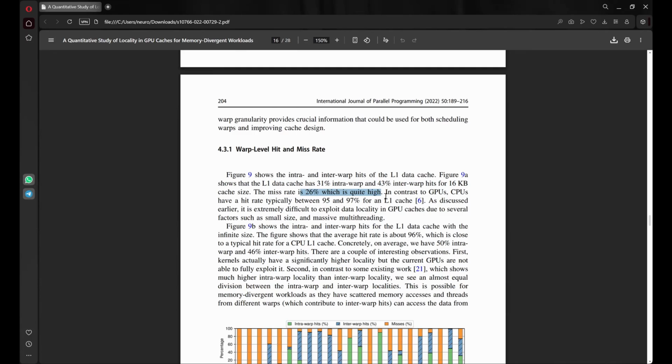So this goes to show that it's extremely difficult to exploit data locality in GPU caches due to the small size of the cache and the massive amount of threads running in parallel, that each, especially in a memory divergent workload, need data located in vastly different memory addresses present in the cache at the same time. So there's a lot of thrashing, there's a lot of contention.